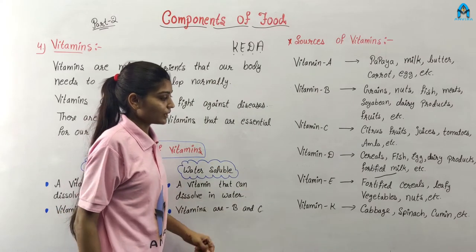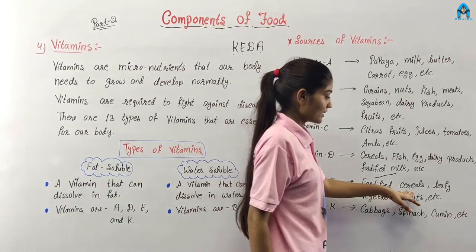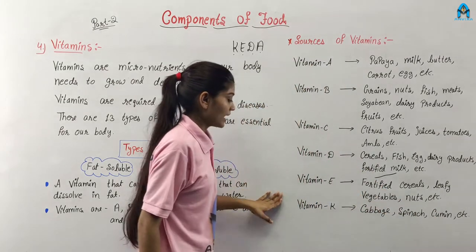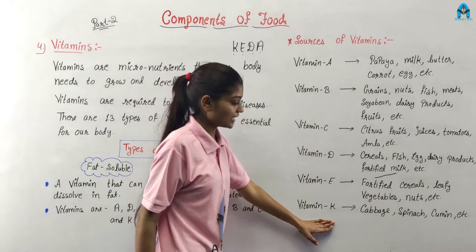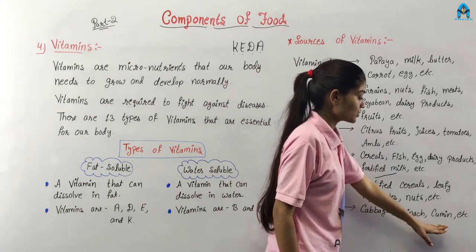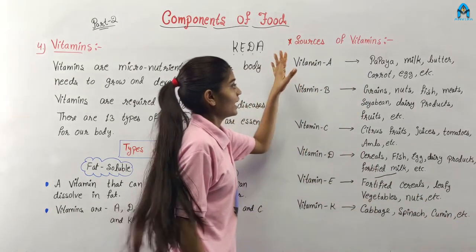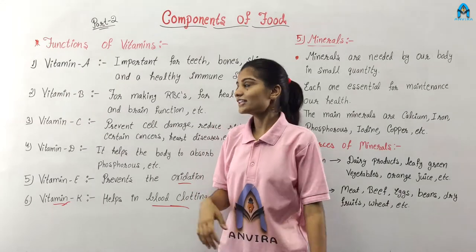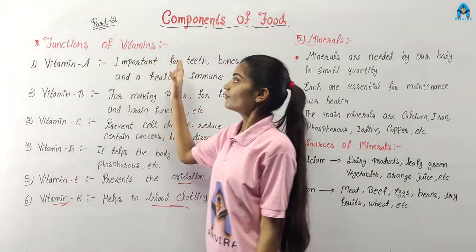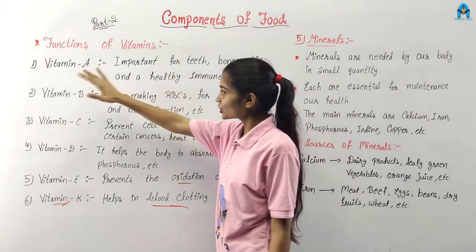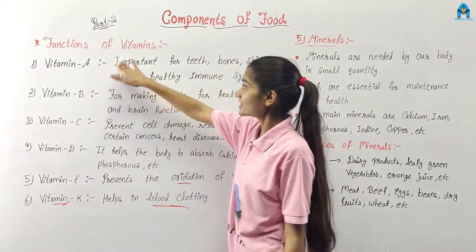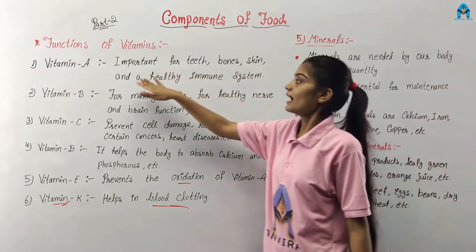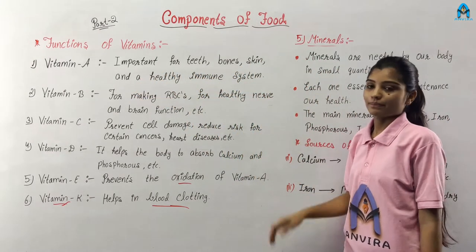And sources for vitamin E are fortified cereals, leafy vegetables, nuts, etc. And the sources for vitamin K are cabbage, spinach, cumin, etc. And these are the sources for these vitamins. Now we study about the functions of vitamins. And the function of vitamin A is, it is important for our teeth, bones, skin and a healthy immune system.